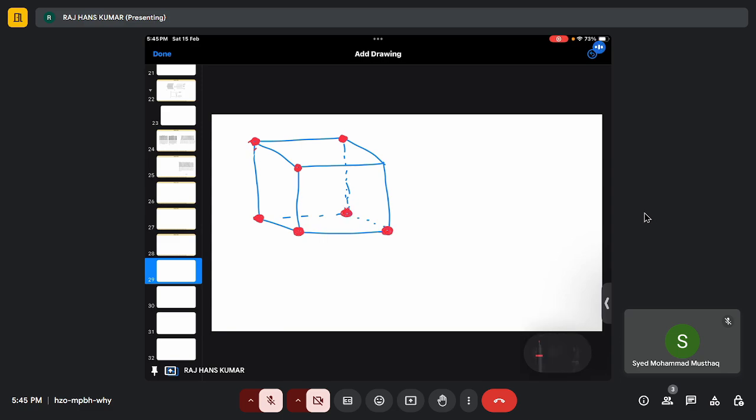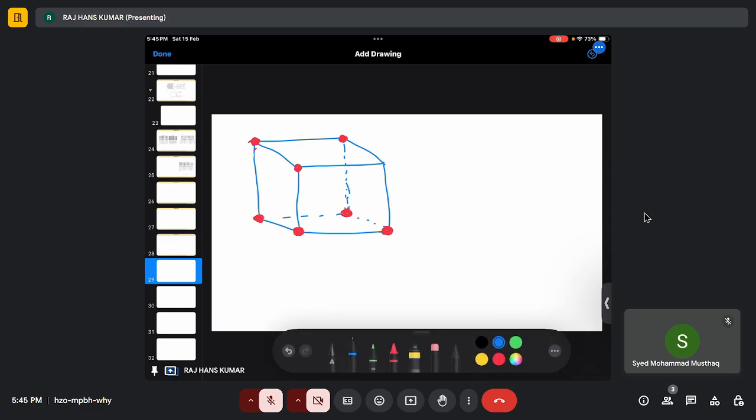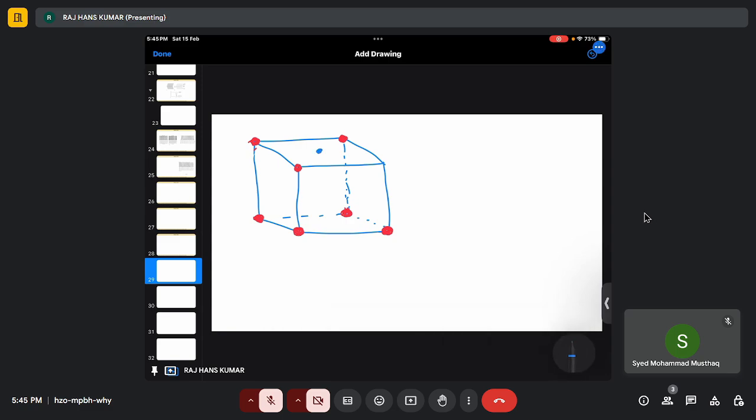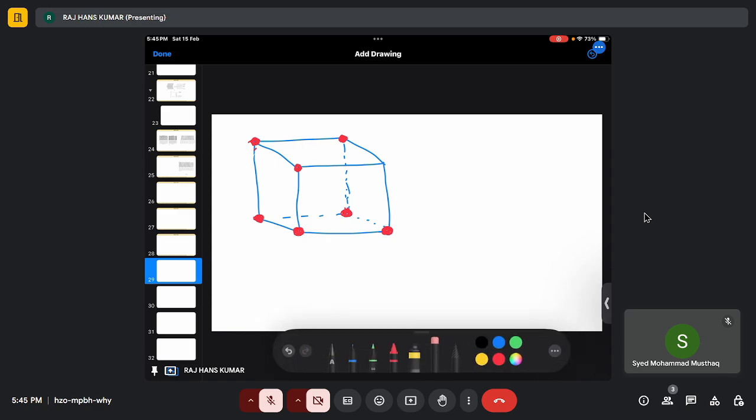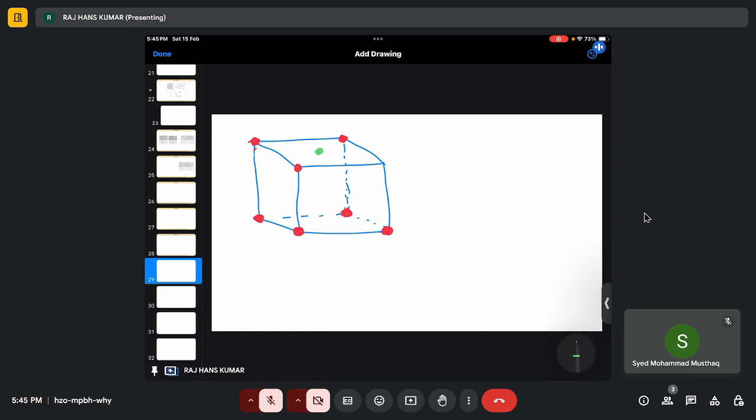Now the surface atoms we draw in a different color. These are my surface atoms. Right. And because they are on another surface, the right or back surface, that's why I'm writing in dotted line.